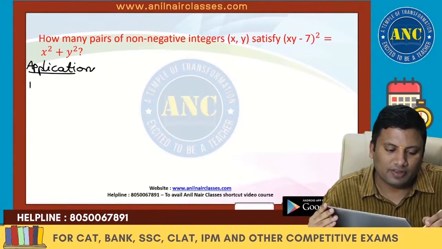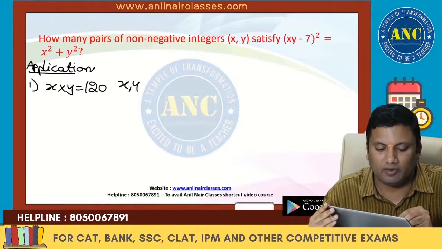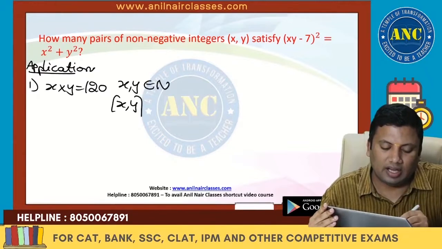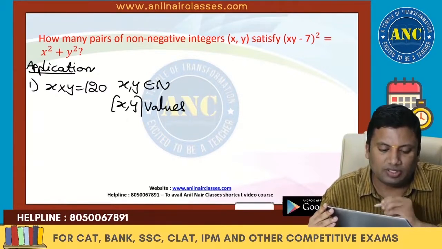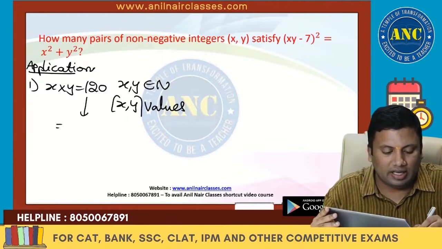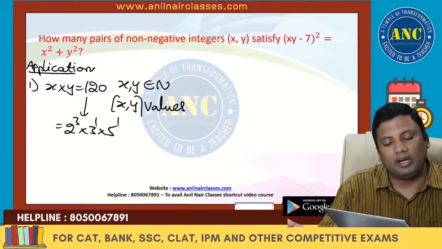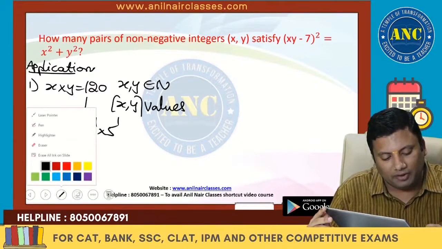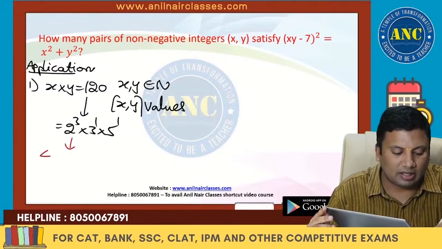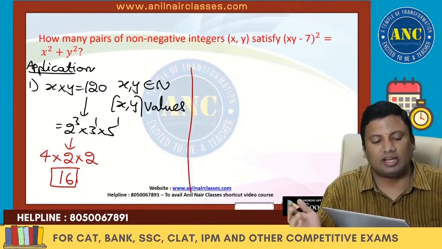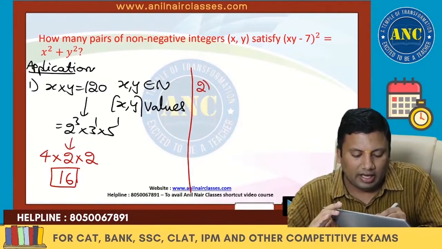Application. First one, x into y equivalent to 120. x and y are natural numbers. How many values will xy take? 120 is nothing but 2 cube into 3 into 5. So, in how many ways can you write a number as a product of two natural numbers? It is nothing but the number of factors: 4 into 2 into 2. Answer is nothing but 16. I hope the idea is clear.